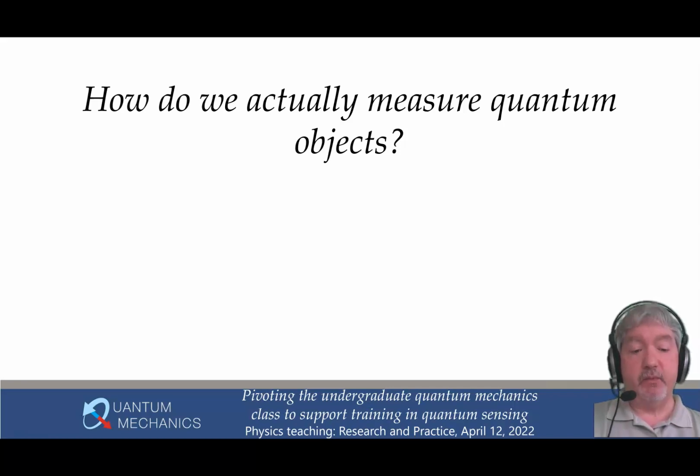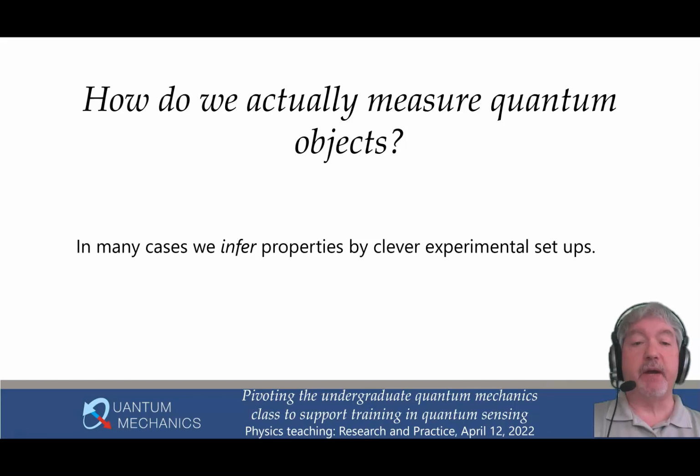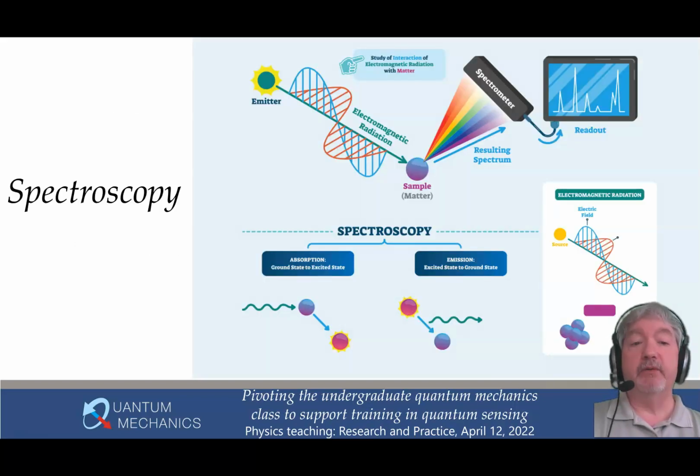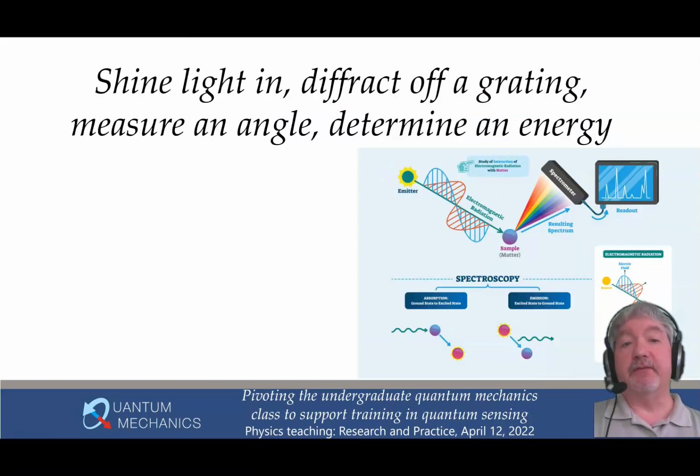In most cases, what we do is we infer the properties by clever experimental setups. Let me give you an example. One really nice example is spectroscopy. I shine light into some sample, and then light comes out, and I then want to measure the energy of the light. How do I do that? Well, I diffract it off a grating, and I measure an angle.